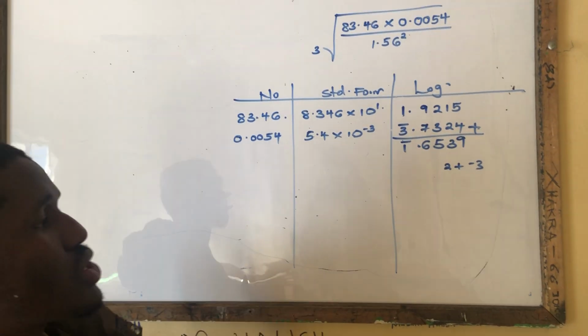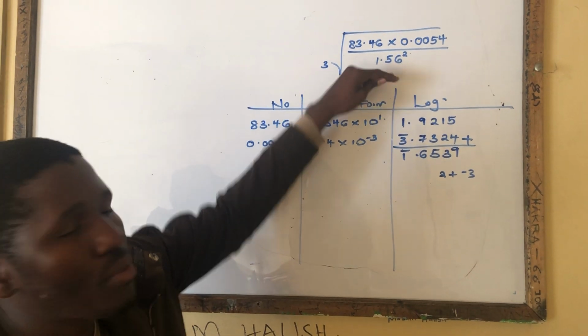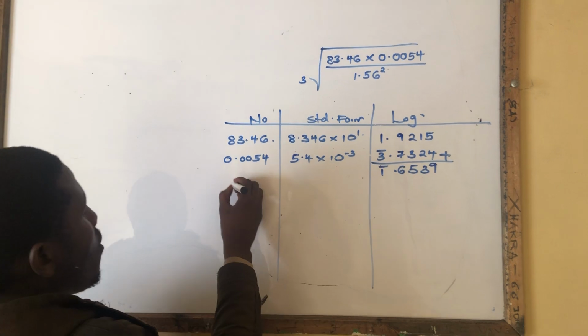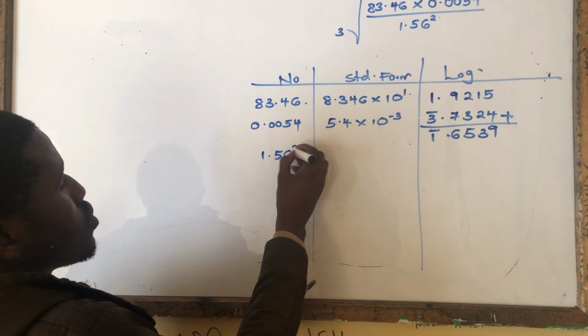And that now brings us to the denominator. What do we have in the denominator? We have 1.56 squared.